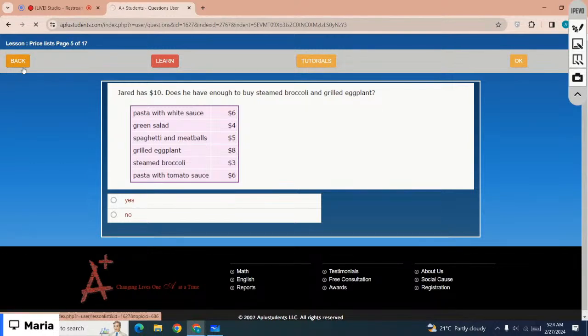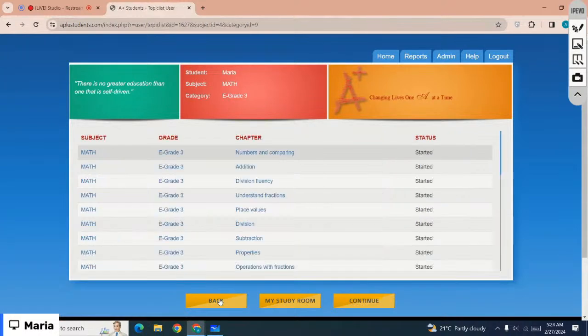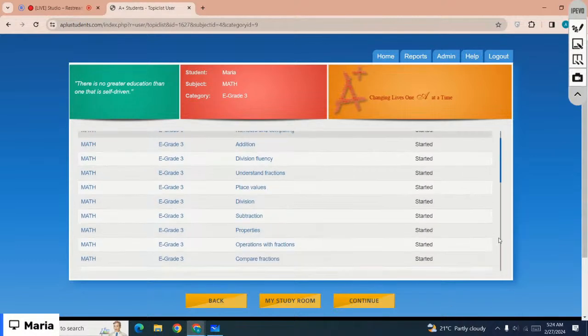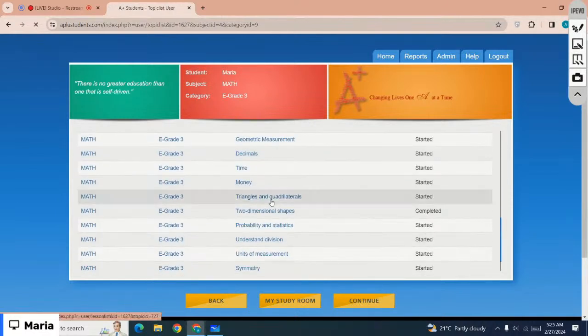So we are done with the chapter on money. Now we're going to start the new lesson, triangles and quadrilaterals. You can complete these lessons later today, and if you have any questions related to the lessons we have just finished, please ask. Now we're going to start the new lesson, triangles and quadrilaterals. Here it is.